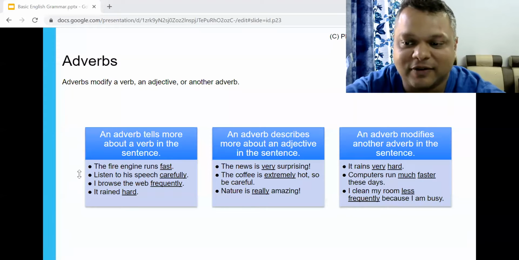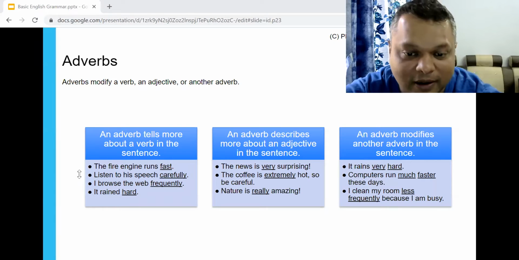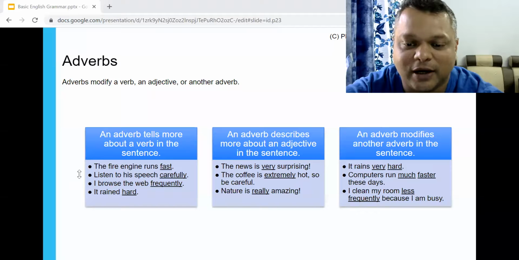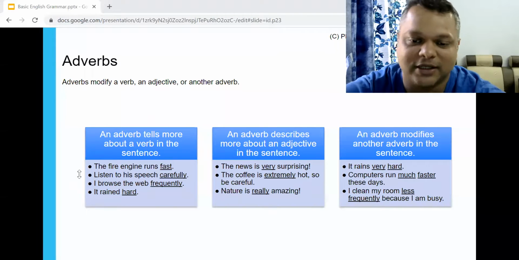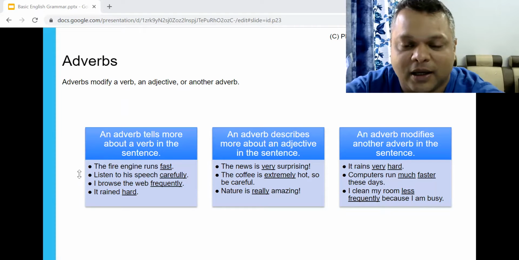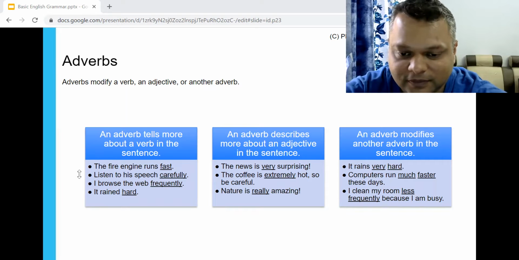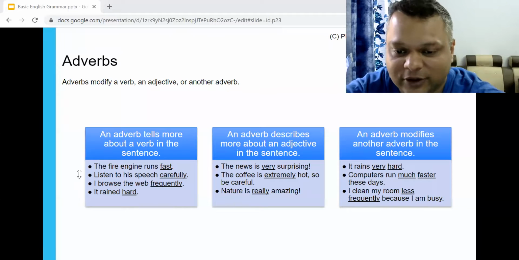What is an adjective? An adjective is a describing word. It describes a noun, right? Or it describes anything in a sentence. So which is a describing word in the sentence? Surprising. Correct. Yes. So the news is very surprising. So the adverb becomes very, and the adjective which is describing the whole situation is surprising. Next example, the coffee is extremely hot, so be careful. Now, hot is the adjective and extremely is the adverb describing the adjective.